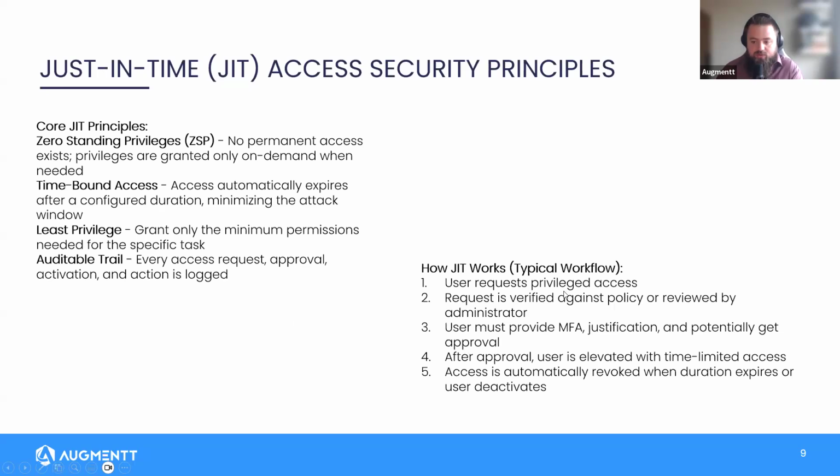User requests privileged access. That request can either be pre-approved based off the policy or set up to be reviewed by an administrator. You can have the user provide MFA, a justification, and like I said, potentially get an approval. After the approval, the user has those permissions. They can access the partner's environment just like they would through the partner center previously. And then after a fixed time, access is automatically revoked.